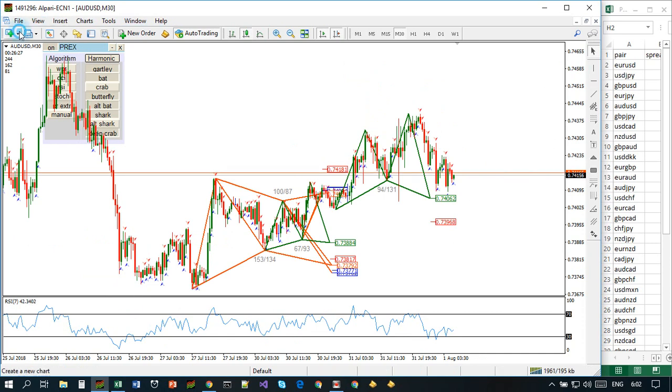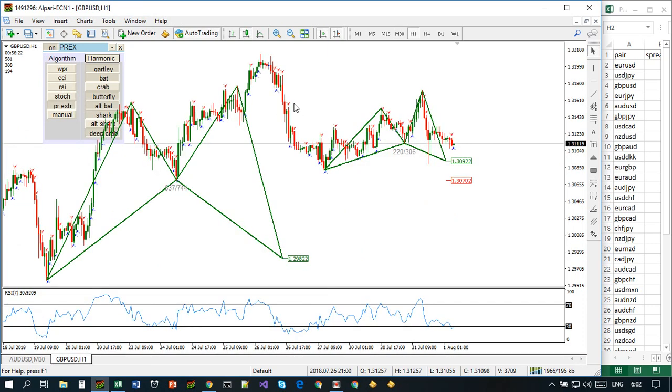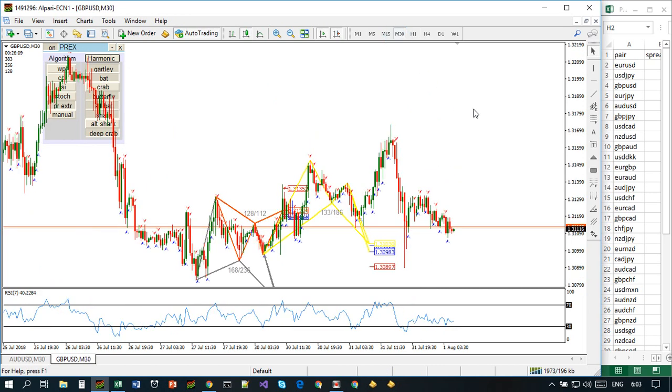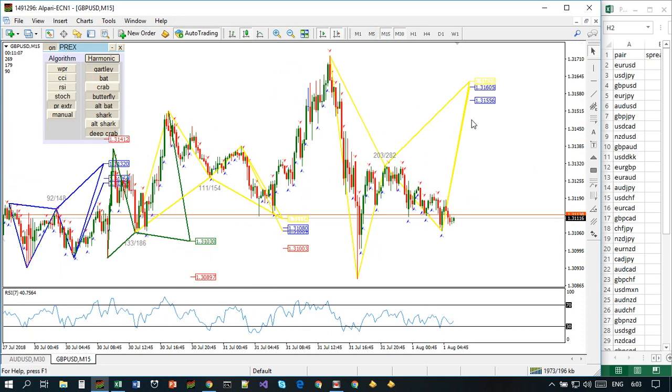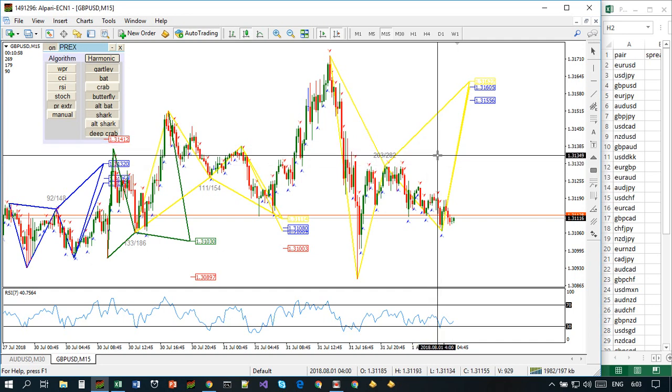Pound dollar, GBP USD. Here it is. What do we have? 1 hour, a complete shark pattern. 30 minute, nothing. 15 minute, a potential bat pattern. But for us to say that this pattern will most likely complete, we first need to break the B point. Okay, nothing here.